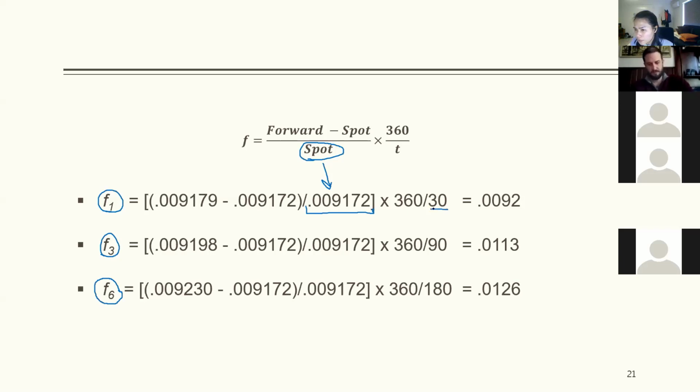Now you have to be careful with the T here. So for 1 month, T will be 30 days. 3 months, 90 days, and 6 months, 180. Okay. Just gonna put a bracket here.